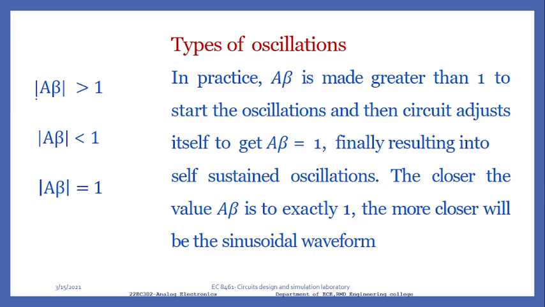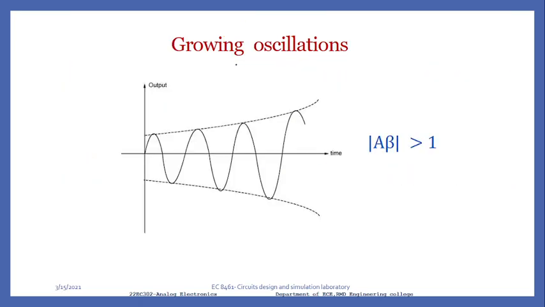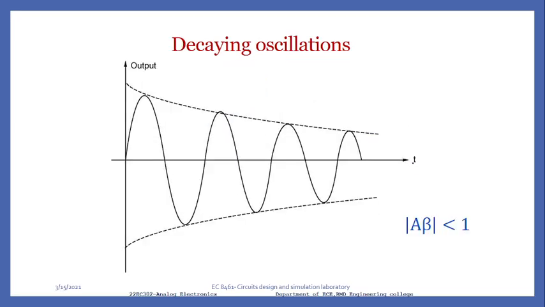Depending upon the product of open loop gain and the feedback factor, we have three types of oscillation. This is what the Barkhausen criteria states. This results in self-sustained oscillation. But we may have a condition where modulus A beta is greater than 1 or lesser than 1. Based upon that, there are three categories. One is growing oscillations. Here we can see that as time increases, the output keeps on increasing, thereby leading to modulus A beta greater than 1.